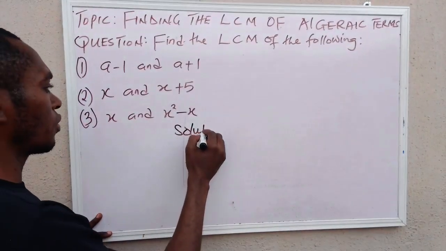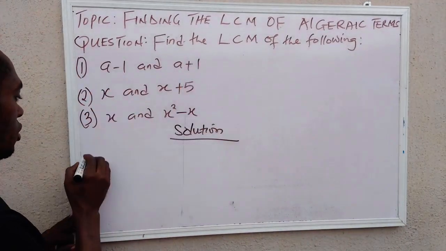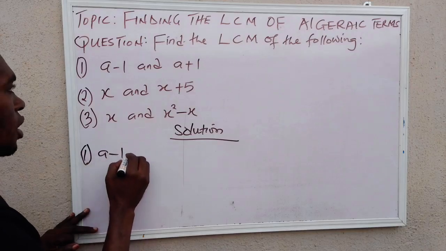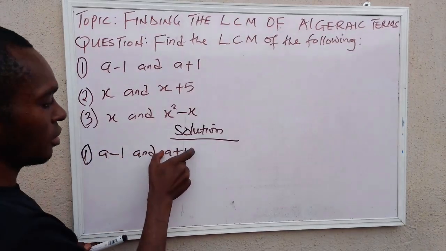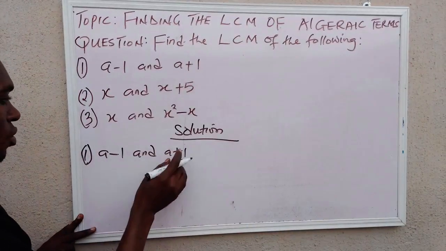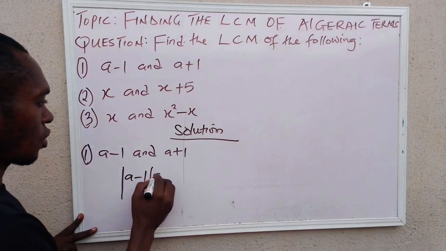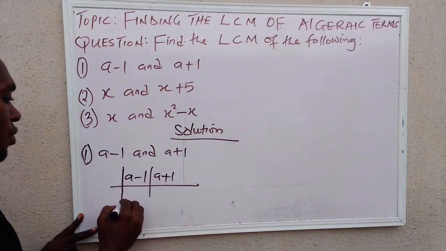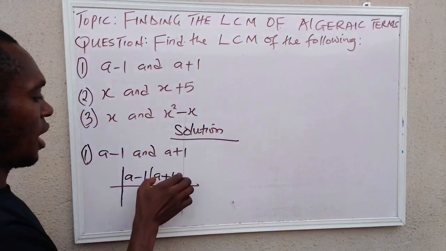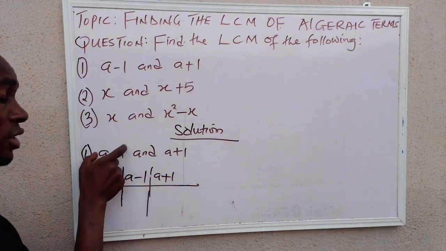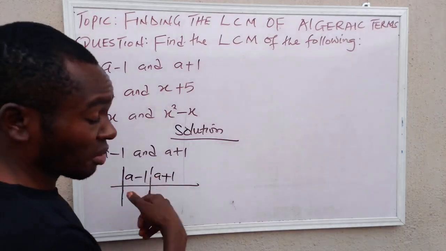Now let's begin solving. We're going to use a table to solve these questions. So the first one, which is a minus 1 and a plus 1. This is a term, this is also a term. Now we will write it like this. The first term, put it here. The second one, a plus 1. Now if you like, you can arrange it based on their signs. I might decide to write this first or this first. It's still the same thing.